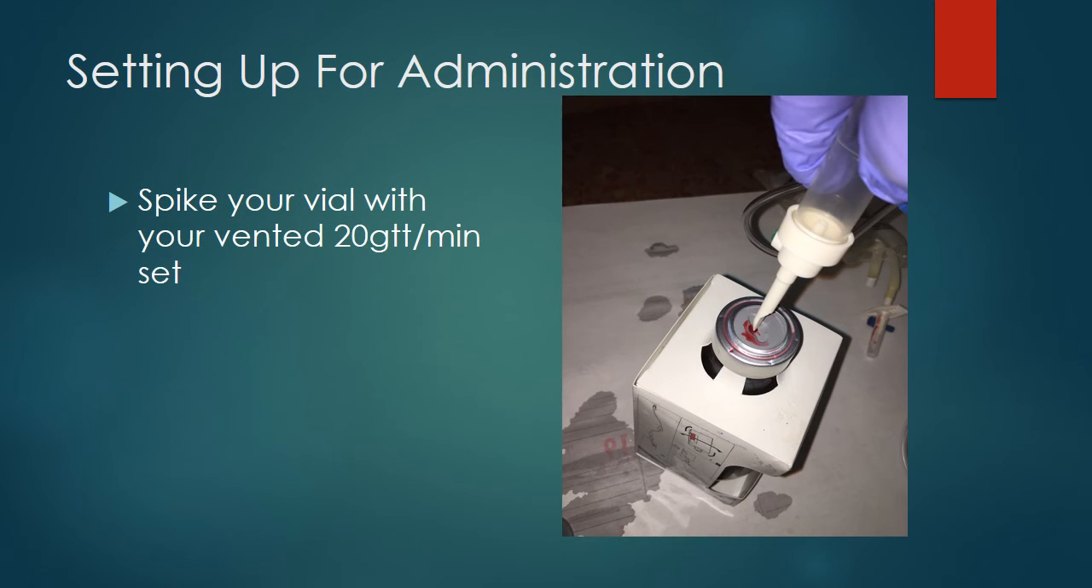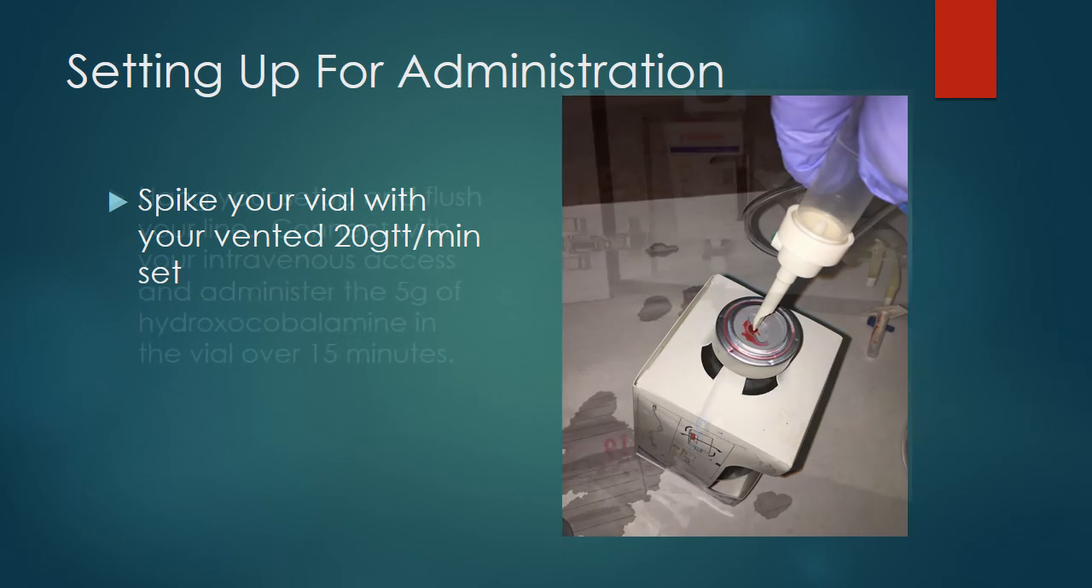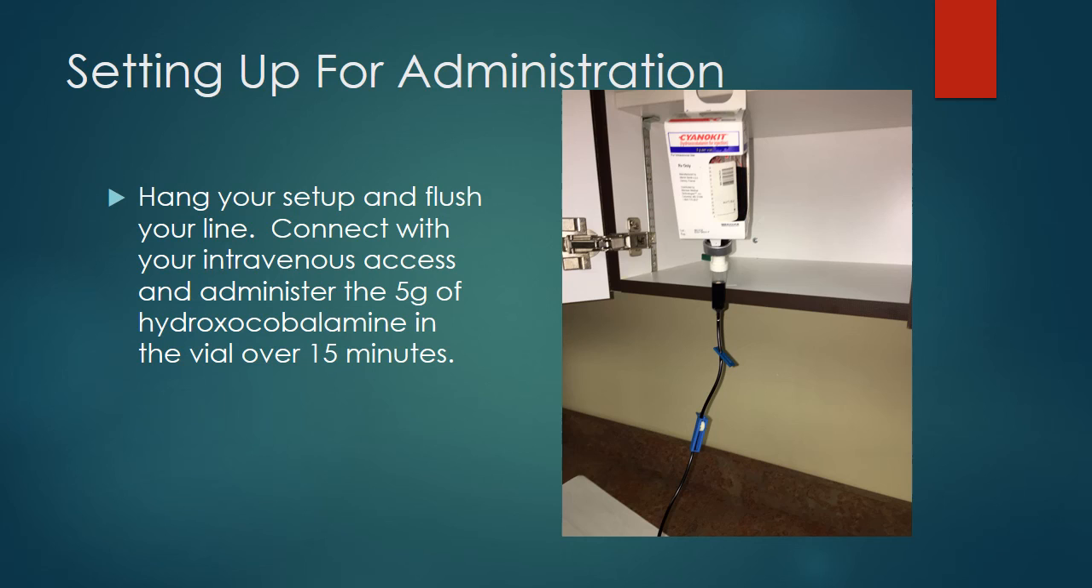For administration to your patient, you're going to take your 20 drip a minute IV set, the vented set that came with your kit, and you're going to spike it into your vial. Then you're going to hang it. There is a cardboard loop on the Cyanokit, as you can see in the picture, that you can hang like you do the saline bags on regular calls. Then you're going to flush your line. You'll connect with your IV access on the patient and administer 5 grams of hydroxycobalamin over 15 minutes. You'll notice in the picture this medication is a very dark red.